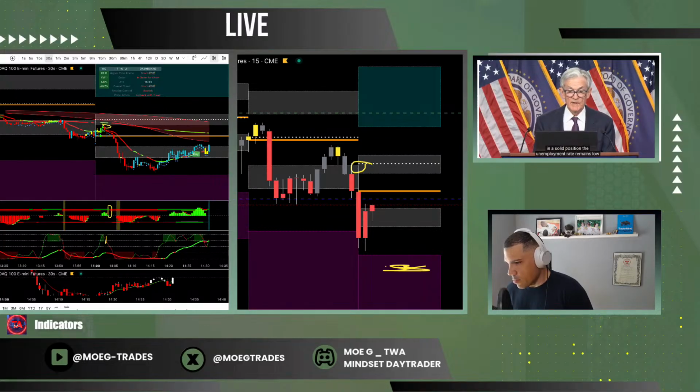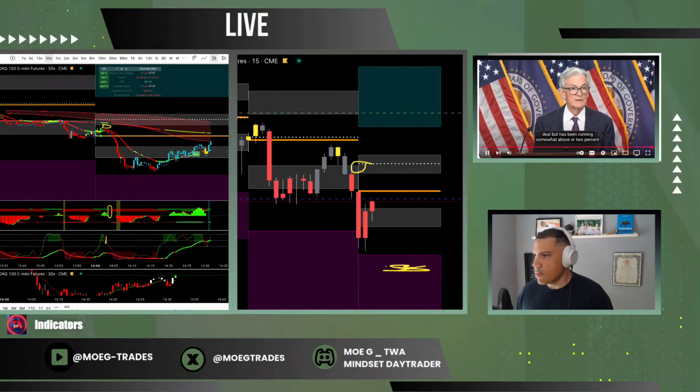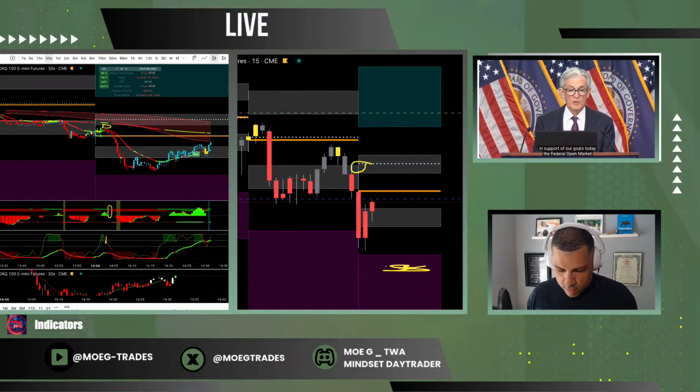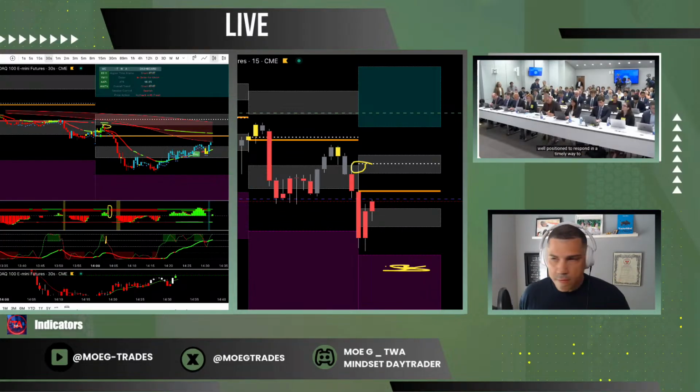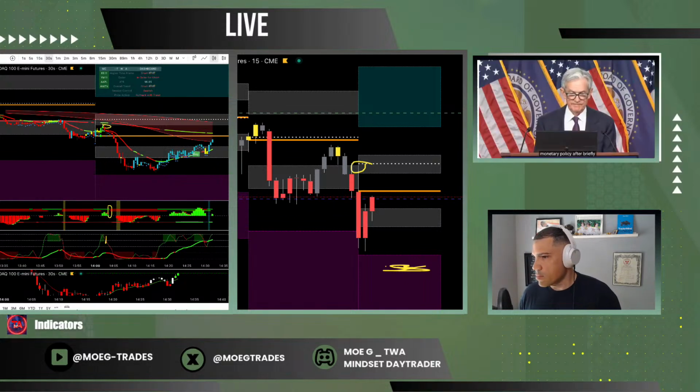Remains low, and the labor market is at or near maximum employment. Inflation has come down a great deal, but has been running somewhat above our 2% longer run objective. In support of our goals, today the Federal Open Market Committee decided to leave our policy interest rate unchanged. The risks of higher unemployment and higher inflation appear to have risen, and we believe that the current stance of monetary policy leaves us well positioned to respond in a timely way to potential economic developments. I will have more to say about monetary policy after briefly reviewing economic developments.